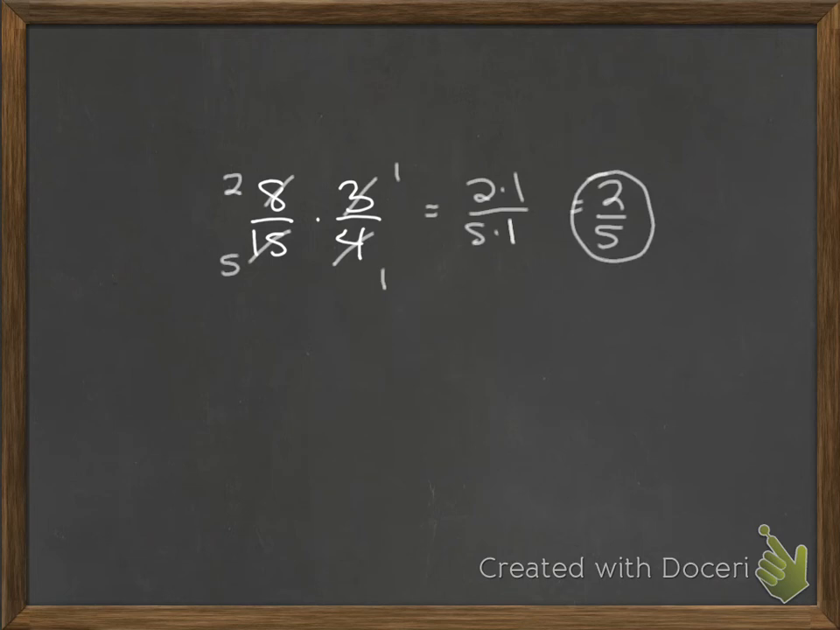So hopefully you can start to see that by reducing first, you can save yourself a lot of time. What would have happened if we just multiplied straight across? Well, 8 times 3 is 24. 15 times 4 is 60. If we had multiplied first, it might have taken us a long time to get from 24 over 60 back to 2 over 5. So again, if you take some time and reduce first, you can save yourself some work. Let's do a few more examples.